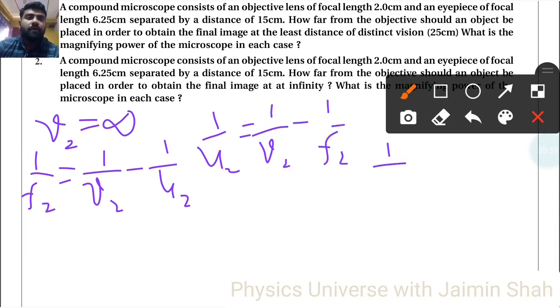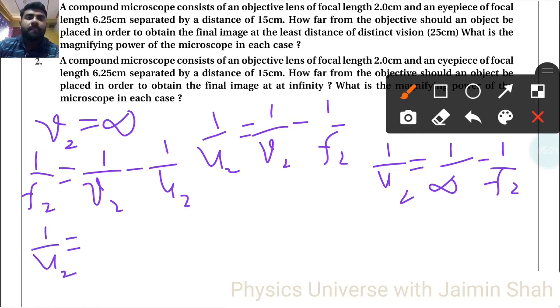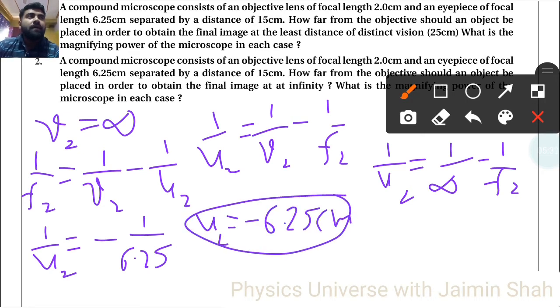So 1 upon u2 is equal to 1 upon infinite minus 1 upon f2. Now u2 that we have to find. So 1 upon u2 is equal to minus 1 upon f2. f2 is 6.25. So u2 is equal to minus 6.25 centimeters. So that is our u2 now. Now we have to find v1. So v1 is equal to d, d is 15, so 15 minus this value 6.25. That is our v1, that is 8.75. So that is our v1.